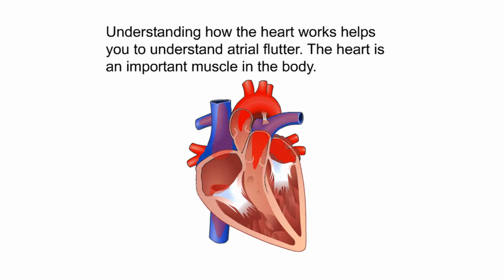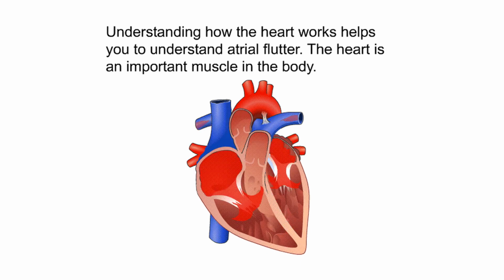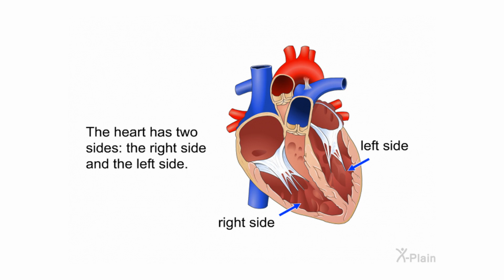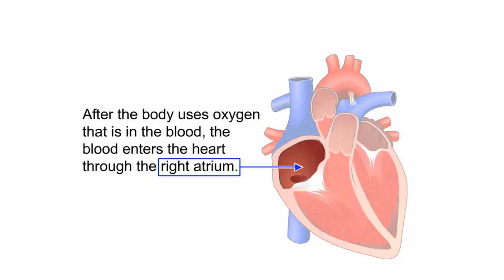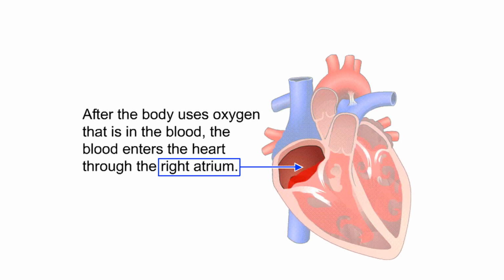The heart. Understanding how the heart works helps you to understand atrial flutter. The heart is an important muscle in the body. The heart has two sides, the right side and the left side. Each side of the heart has two chambers, an atrium and a ventricle. After the body uses oxygen, blood enters the heart through the right atrium.